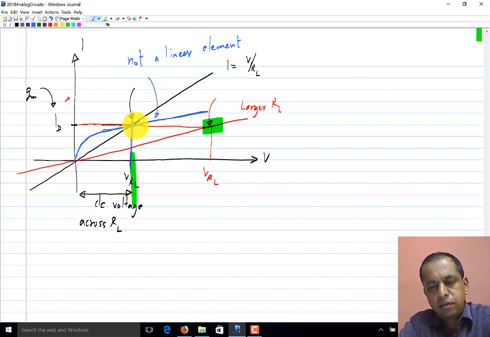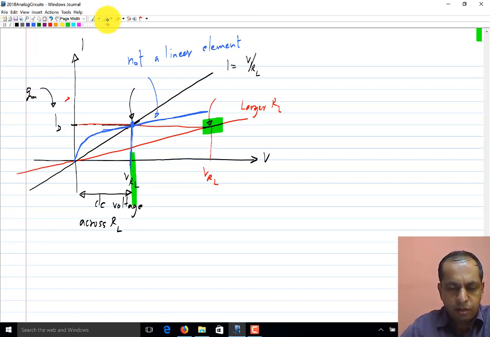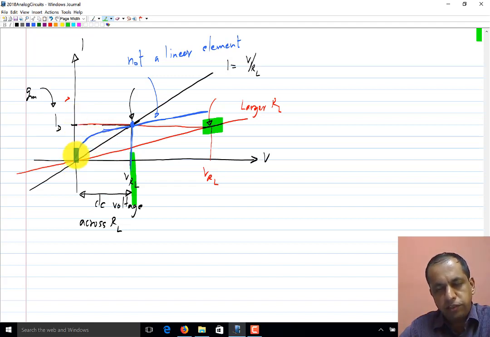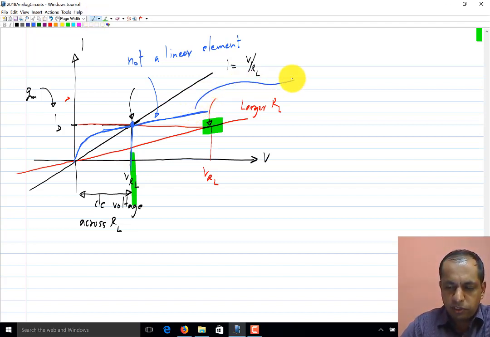So let's see a possible extension like this. Okay, so the characteristic bends down and goes to the origin for small values of V. For 0V, the I is 0, and then it goes like this. And we are of course already familiar with this characteristic. What is this after all?